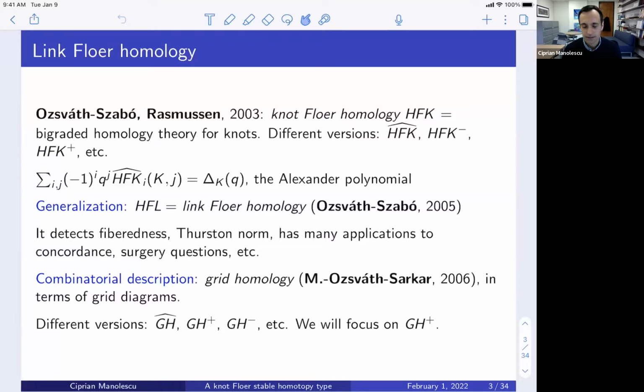It was originally defined with pseudo-holomorphic disks, symplectic geometry, but it has a combinatorial description, which sometimes goes under the name of grid homology, which I developed with Peter Ozsváth and Sucharit Sarkar back in 2006. And that's in terms of grid diagrams. There are different versions of this construction. I'm going to use the notation in the book by Ozsváth, Stipsicz, and Szabó. They have a book on this, and the version that we will discuss in this talk is GH plus. I will review what that is.